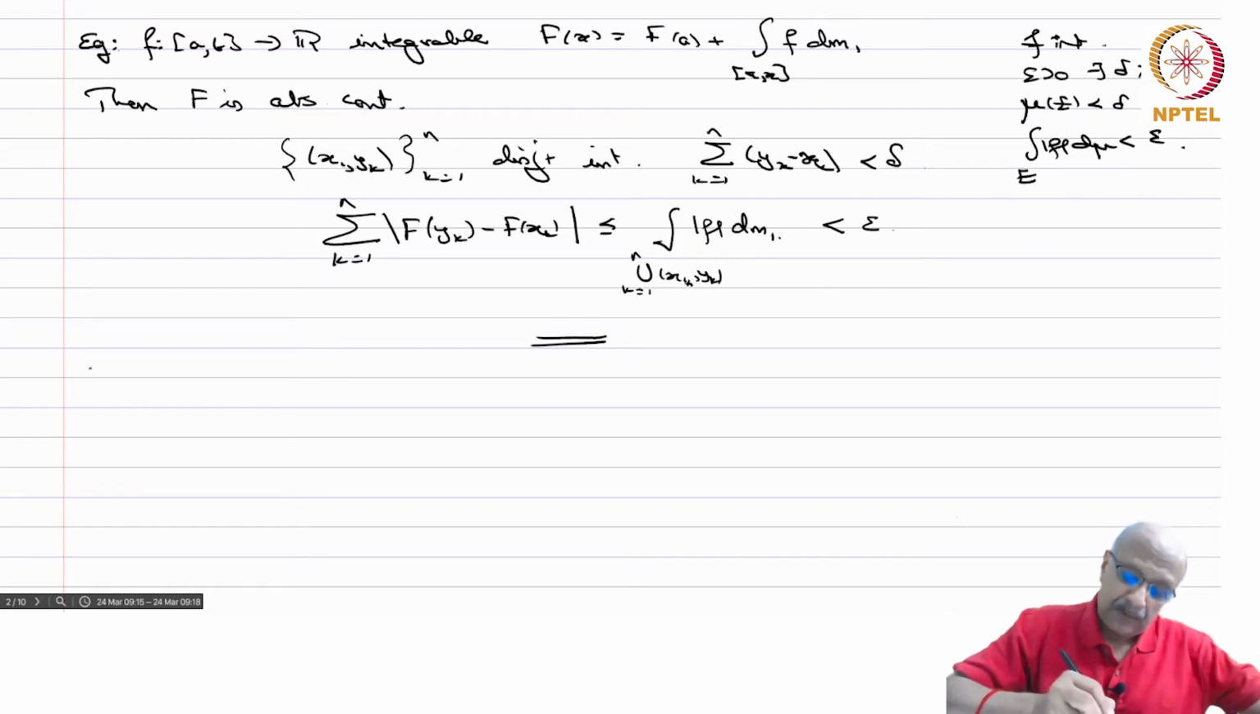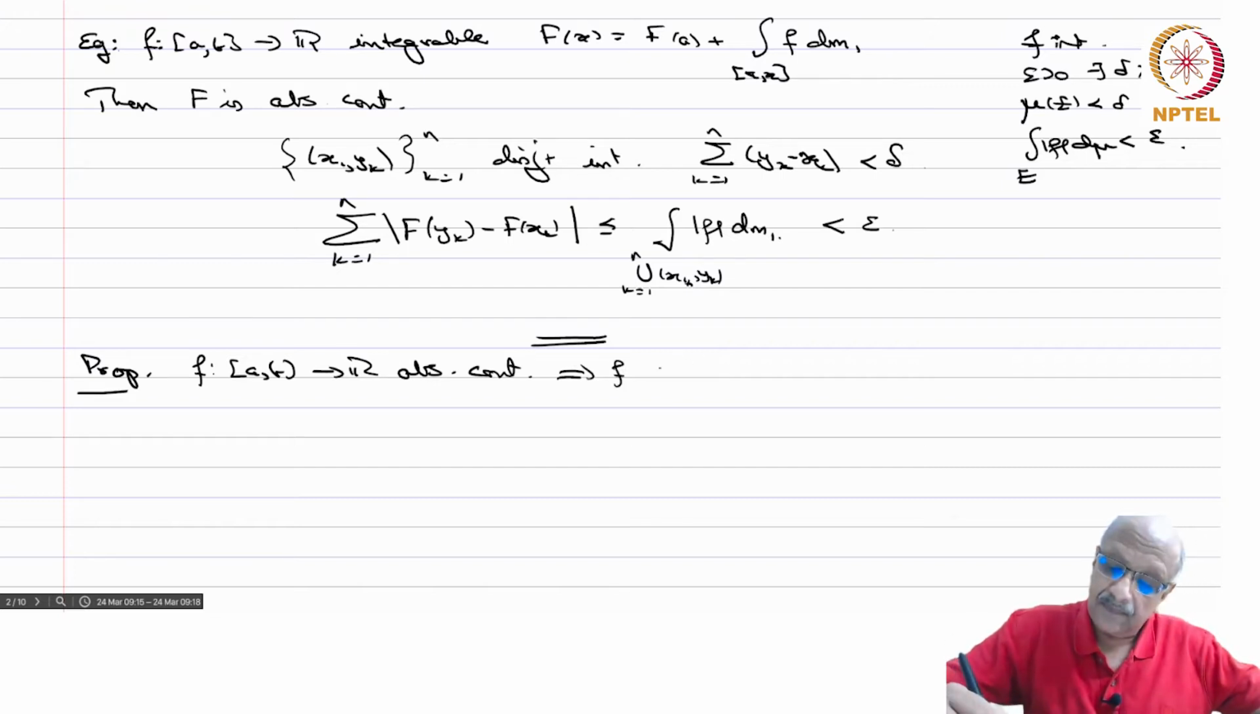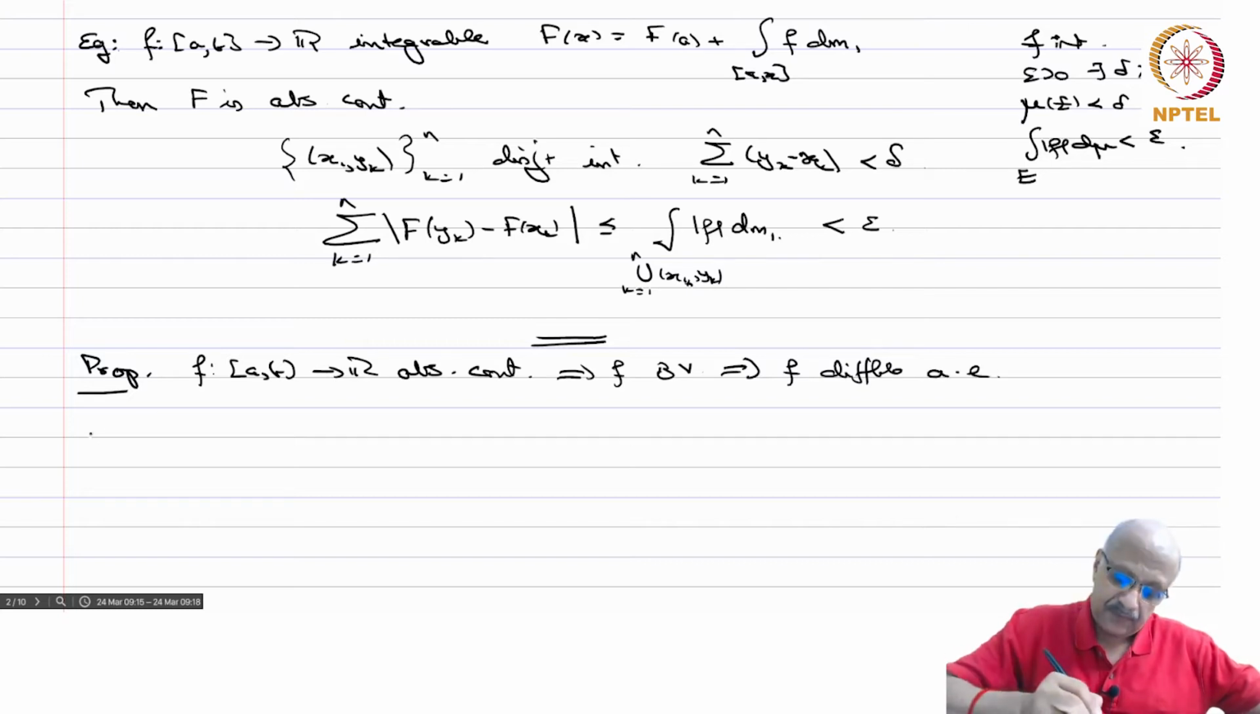Now, first proposition is that f from [a,b] to R absolutely continuous implies f is BV, and of course that implies f is differentiable almost everywhere. So proof.